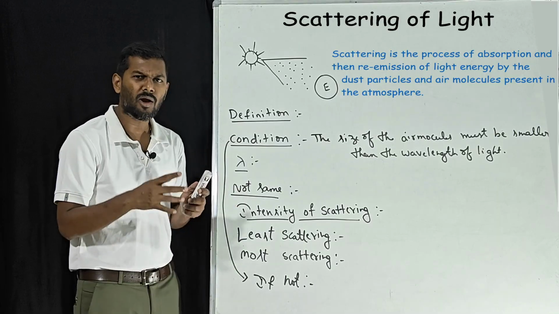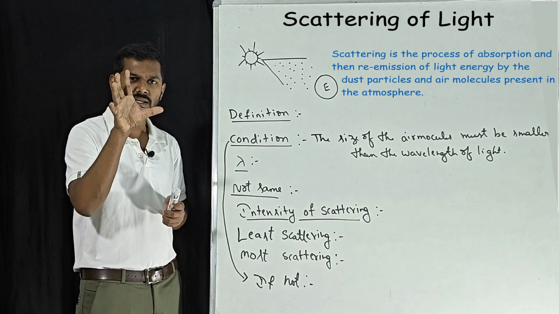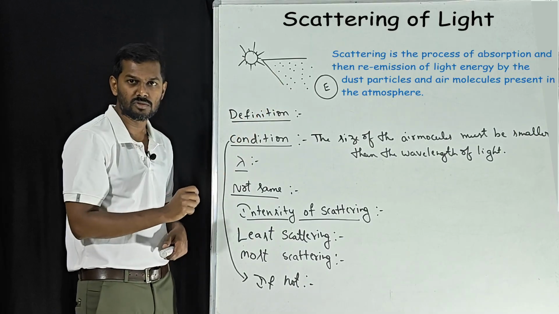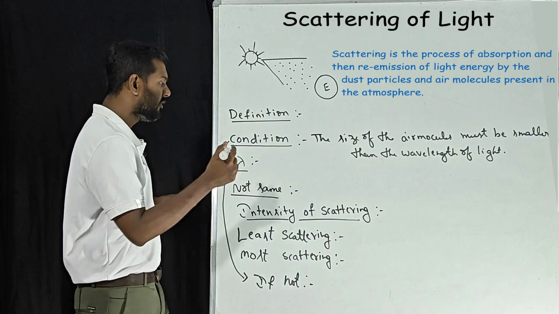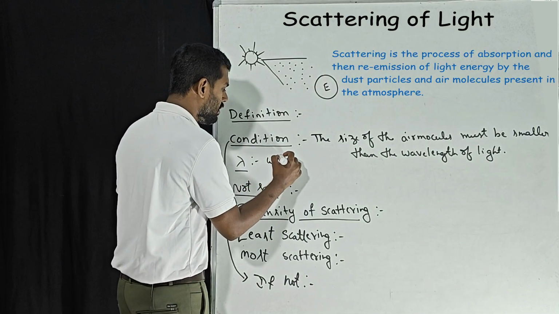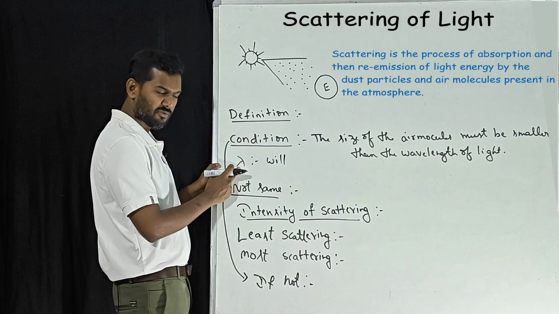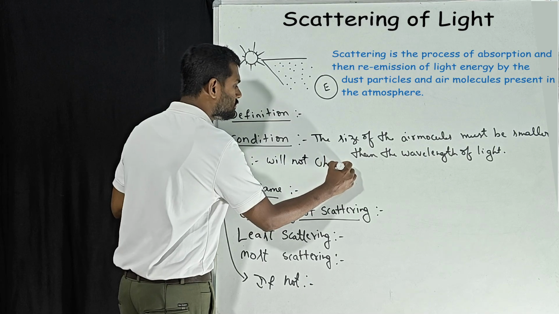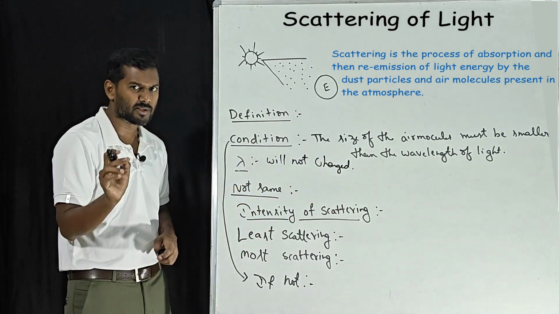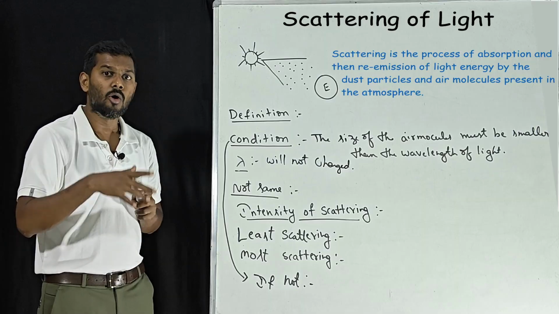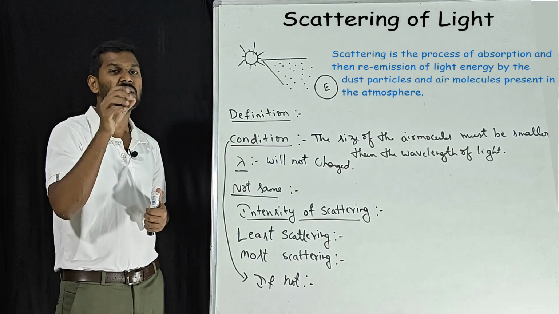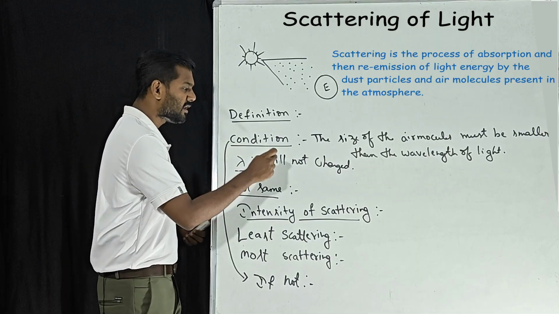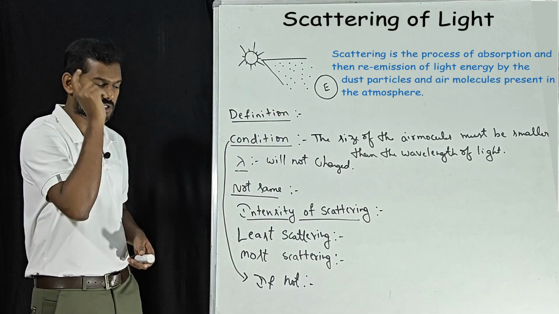Now, wavelength. What happens to the wavelength? When the light is absorbed by the dust particles and air molecules, what happens to the wavelength? The wavelength will not change. This lambda is the symbol for wavelength. So light is absorbed by the air molecules or dust particles, correct? Once it is absorbed, it is re-emitted again. During this process, the wavelength remains the same. It will not change. Keep that in mind.